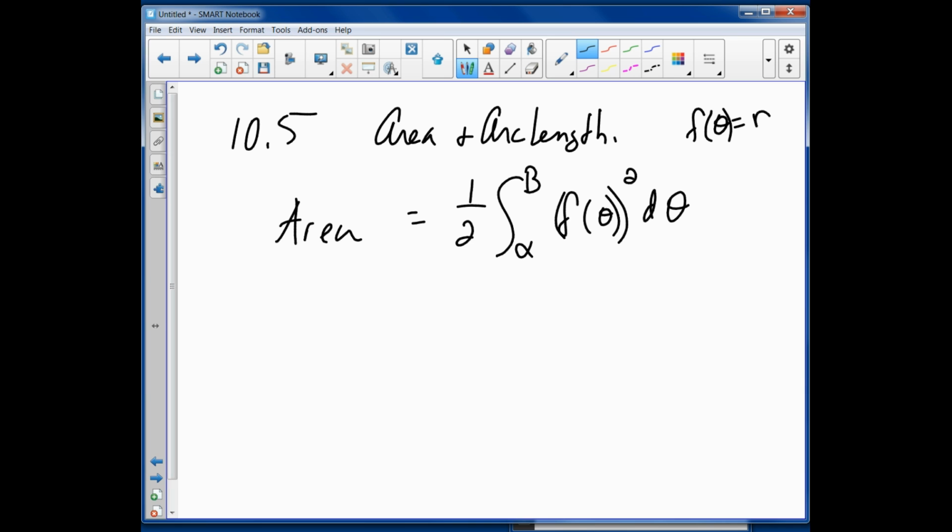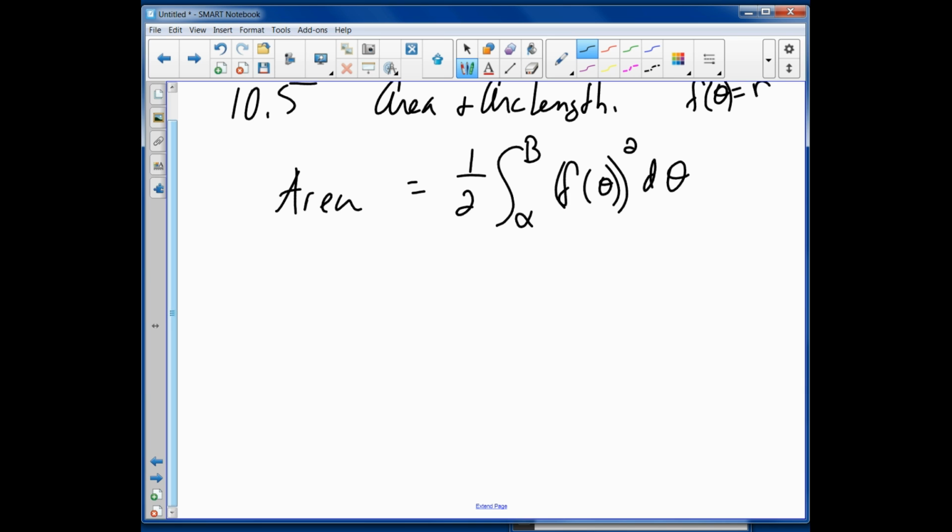Example. Let's find the area of one petal of a rose. Just one petal of the rose curve r is equal to 3 cosine 3 theta. Now, what do you think the hardest part about this is going to be? Finding what of the one petal? The area.